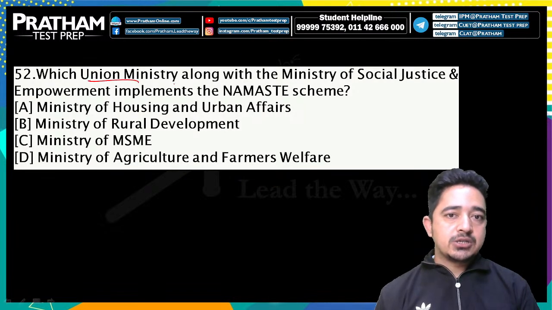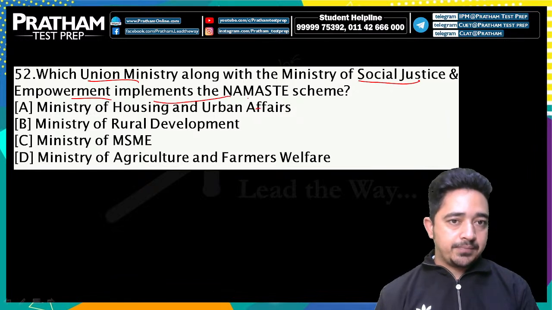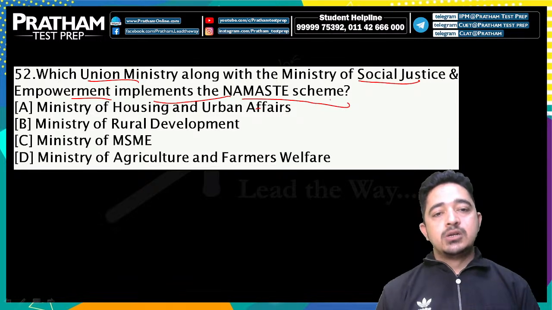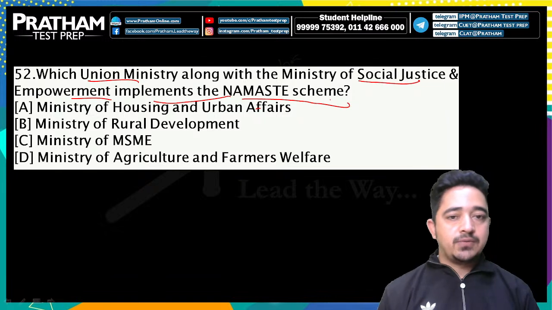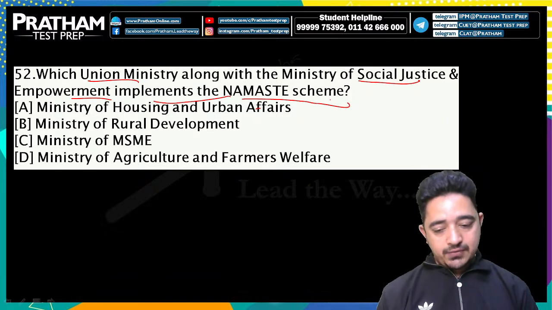Which union ministry along with the Ministry of Social Justice and Empowerment implements the NAMASTE scheme? Ministry of Housing and Urban Affairs, Ministry of Rural Development, Ministry of MSME, Ministry of Agriculture and Farmers Welfare.